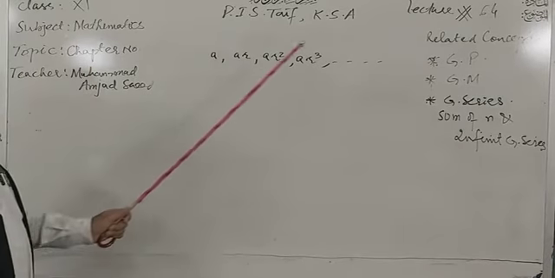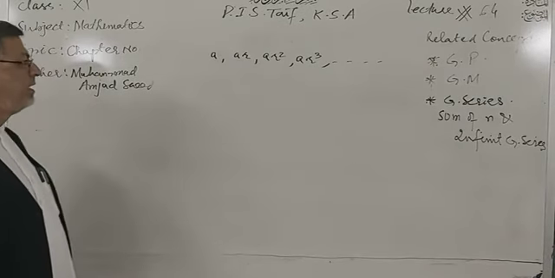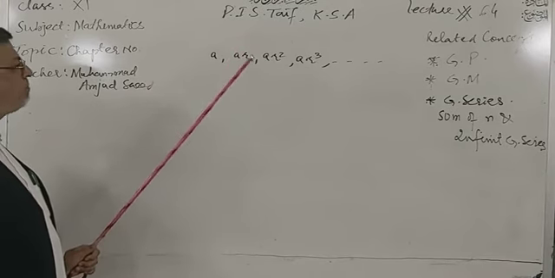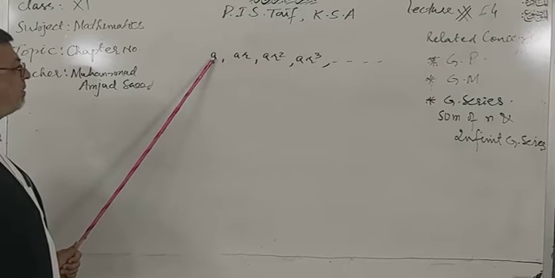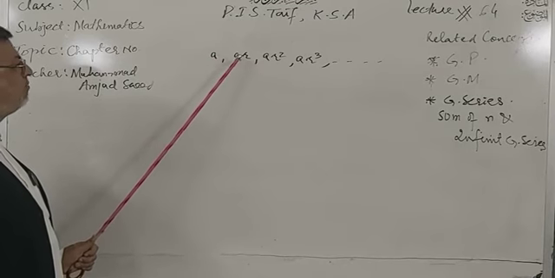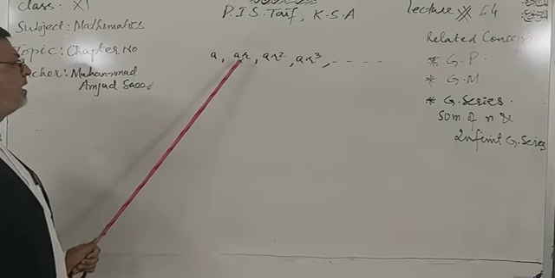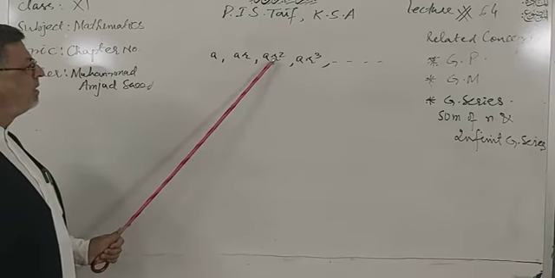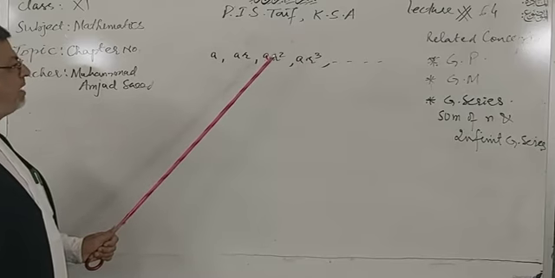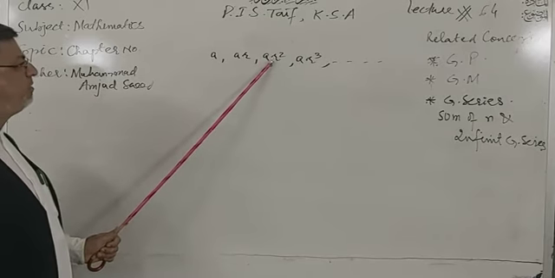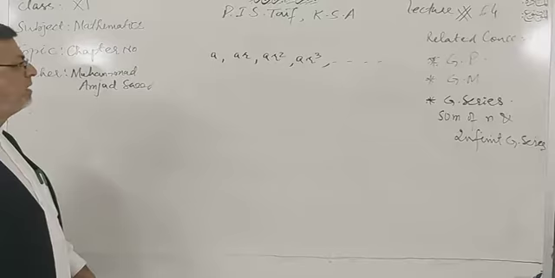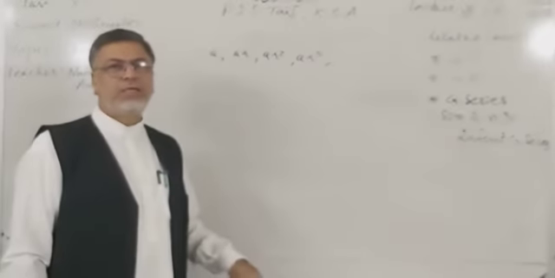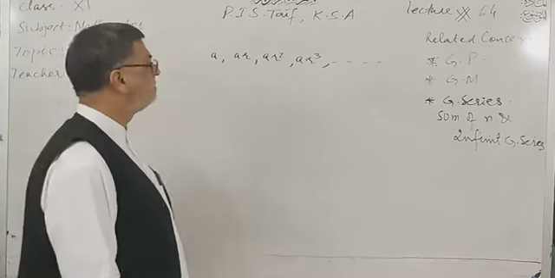This is known as GP or geometric progression, in which every term is obtained by multiplying the previous term by the common ratio R, and we get the second term. Similarly, AR is multiplied by R to get AR square. And the fourth term is obtained by multiplying the third term by R, we will get AR cube. In this way, this is known as a geometric progression or geometric sequence.